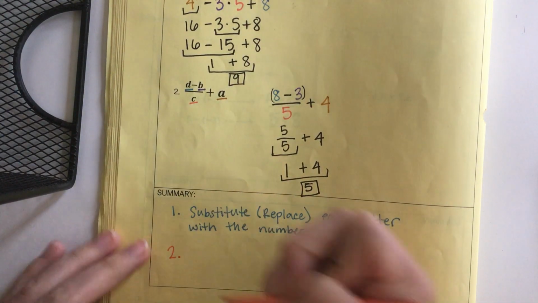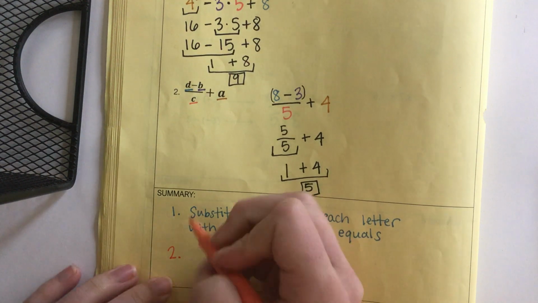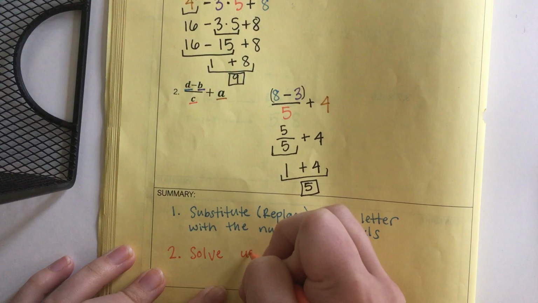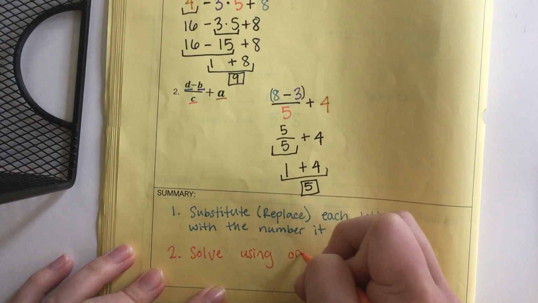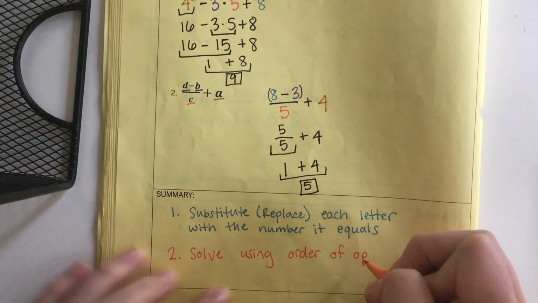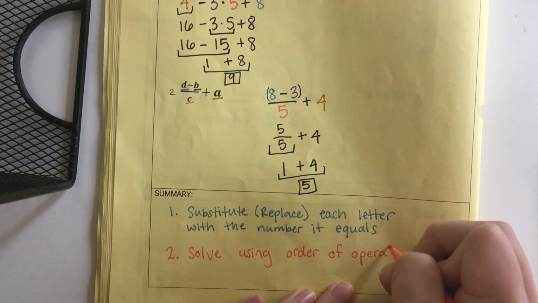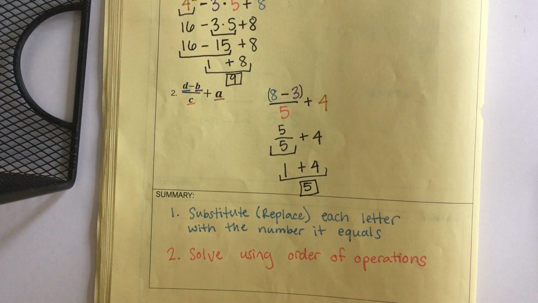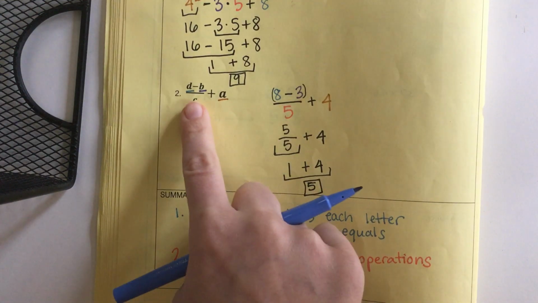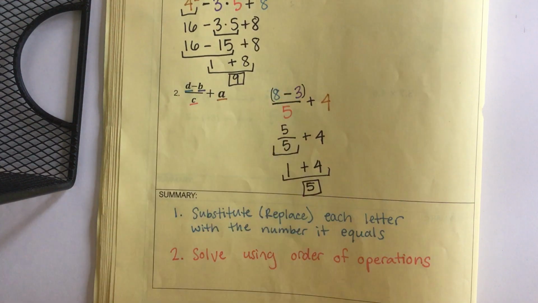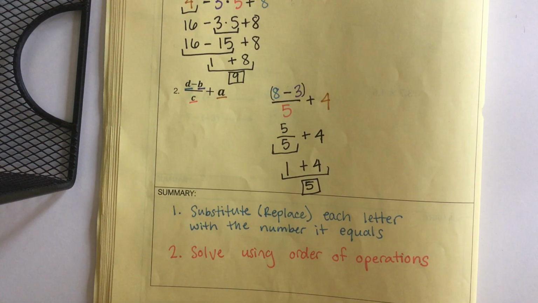Then the second step after you do that, you simply solve by using the order of operations. Solve by using order of operations. So there you go. Those are the steps. Replace or substitute your letters with each of the numbers that it represents, and then solve using order of operations.